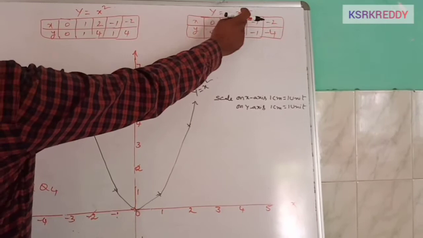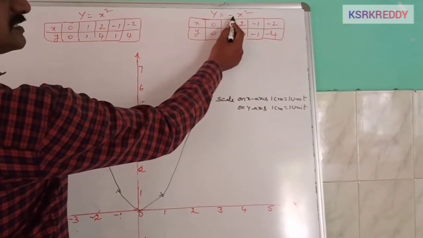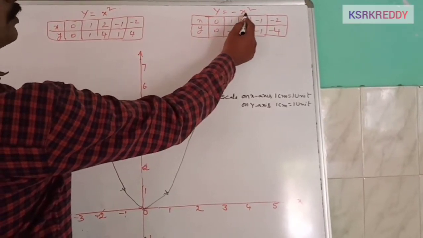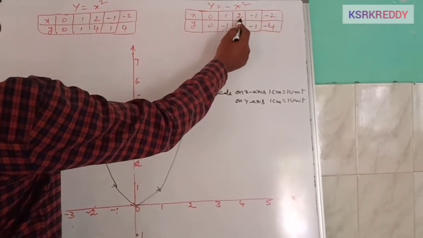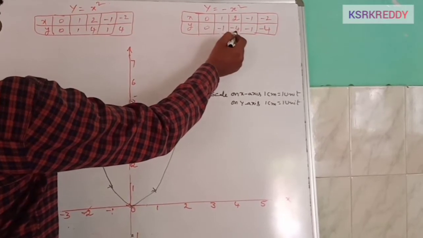And next one, y equal to minus x square. Here a negative value is there, so m is less than 0. So x value 0, y value also 0. X value 1, 1 square equal to 1, before it a minus, so minus 1. X value 2, 2 square equal to 4, so y equal to minus 4.